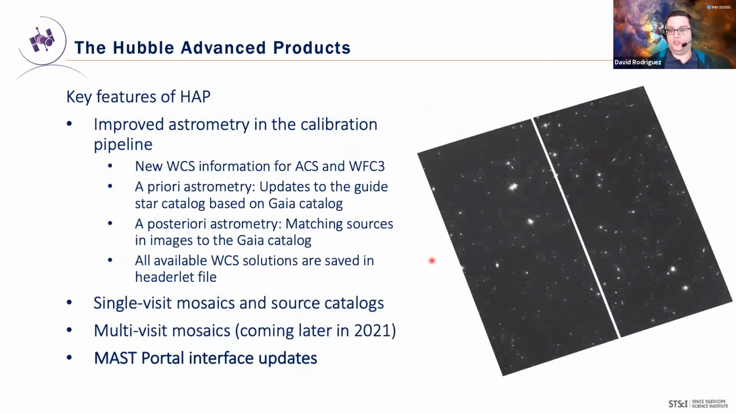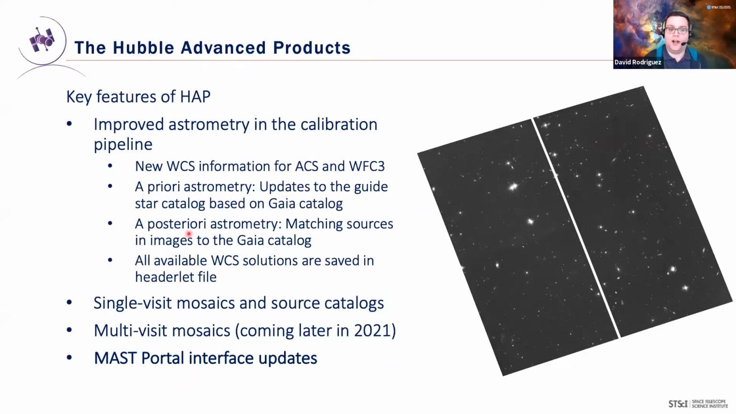Some of the key features of what HAP provides is mainly the improved astrometry, and it is active for imaging instruments, ACS and WFC3 in particular. Some of the ways that we have improved the astrometry is by utilizing the new Gaia catalog, Gaia DR2. As part of that, we improved the GuideStar catalog, which is used for all of the guiding. So the initial astrometry, what we call the a priori astrometry, is already better thanks to the updates from Gaia.